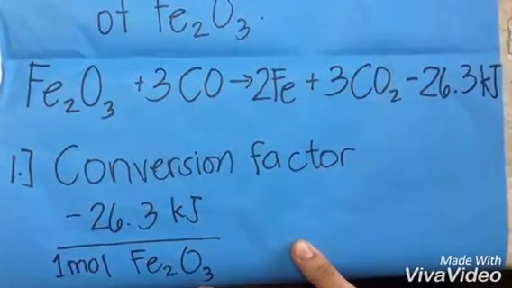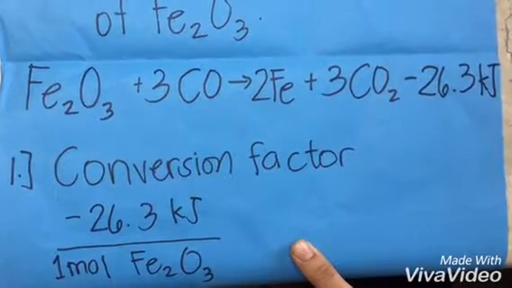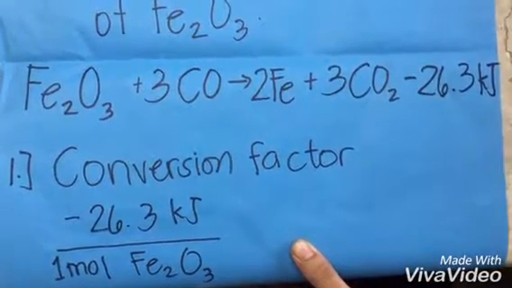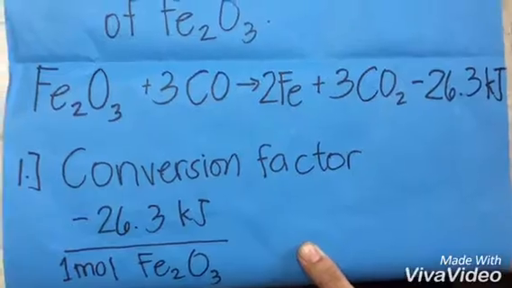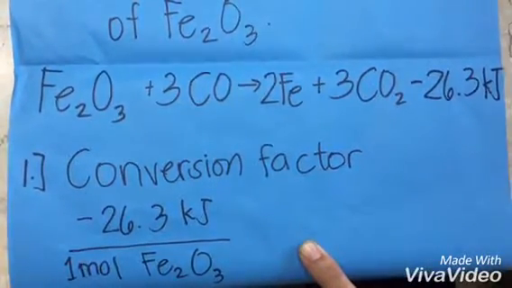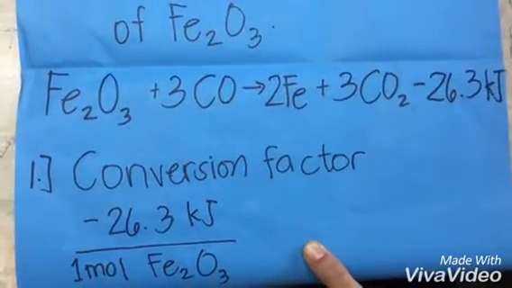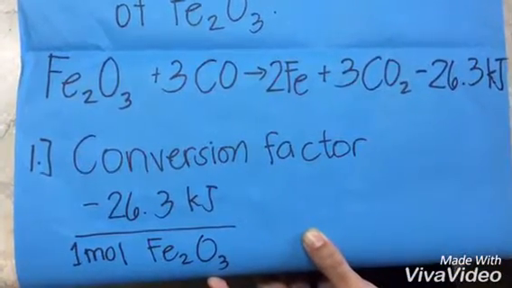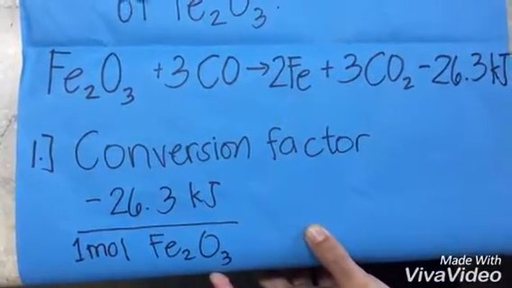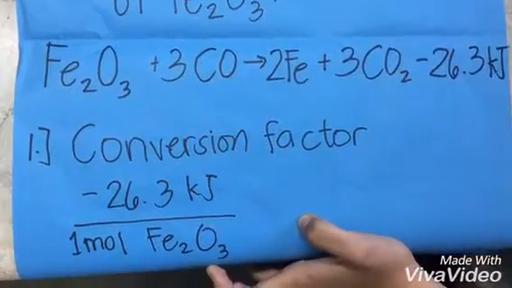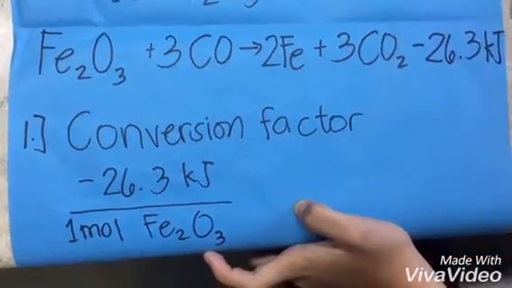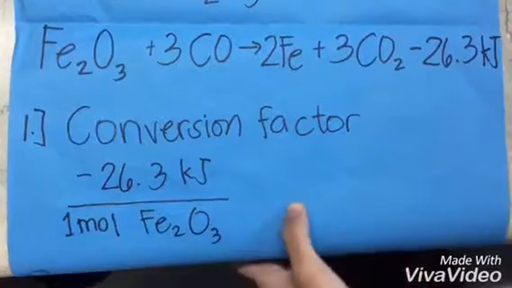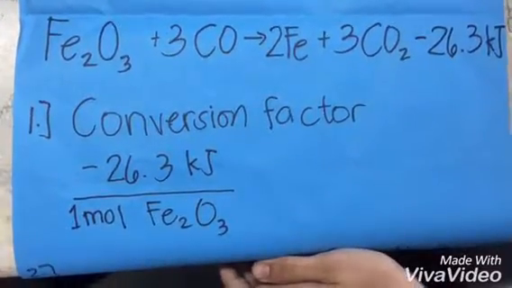1 mole of iron oxide reacts with 3 moles of carbon monoxide to produce 2 moles of iron and 3 moles of carbon dioxide. And to solve the change in enthalpy, we need first to balance the equation. And since it is already balanced, we are going to get the conversion factor.